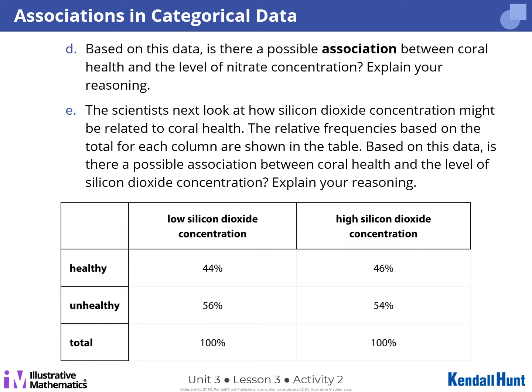So we're going to look here at this 44% versus 56%. There's not really a huge gap there, but there is a bit of a gap between healthy and unhealthy. If I come over here to the high silicon dioxide, 46% and 54%, you know what? Those percentages are really pretty equal among my rows. So if I have low silicon dioxide concentration versus high silicon dioxide concentration, there's not really a big difference in those healthy percentages. There's not really a big difference in the unhealthy percentages.